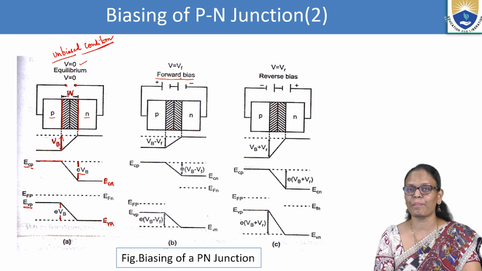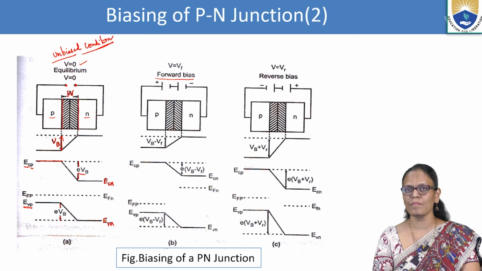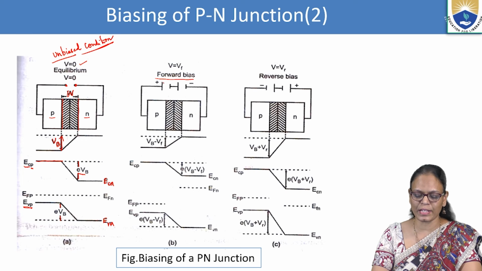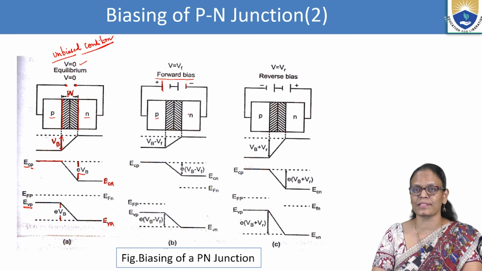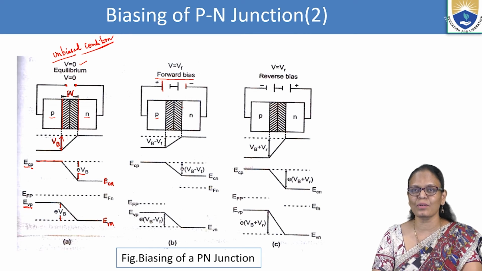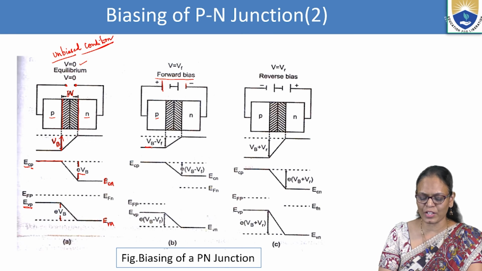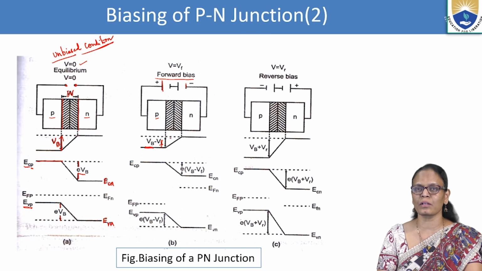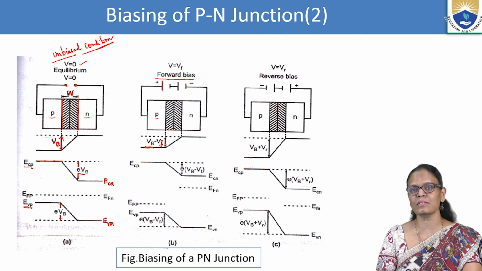We apply an external voltage, and in forward bias, positive is connected to the P side and negative is connected to the N side. When we do forward biasing, the barrier potential is lowered. VB is the barrier potential, and VF is the forward voltage applied, which tries to lower the potential barrier. So what is the resultant potential now? It is VB minus VF.